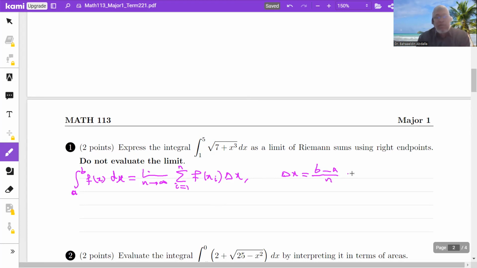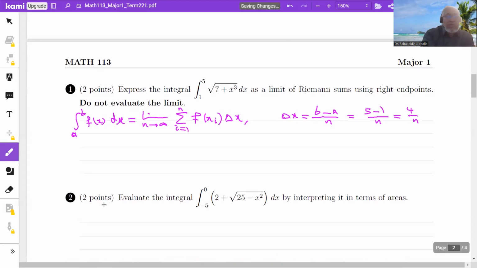So here b is 5 and a is 1. So delta x will be in fact 4 over n. So the integral in the question, which is from 1 to 5, the function f of x is square root of 7 plus x cubed. So this definite integral can be written as a limit of Riemann sum using this definition.